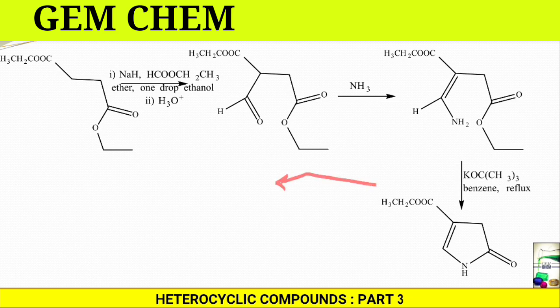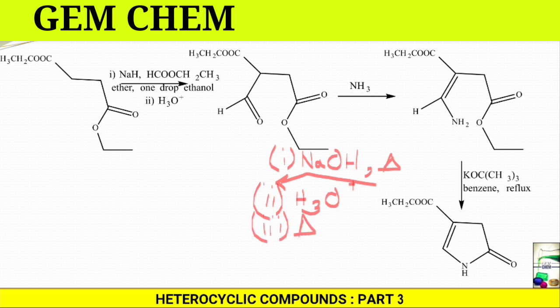And further, if other molecules are asked for, if you add to this one NaOH followed by heating, then H3O plus, and heat it with powdered glass, you are going to get this molecule, where your ester group which was present in the fourth position gets removed.